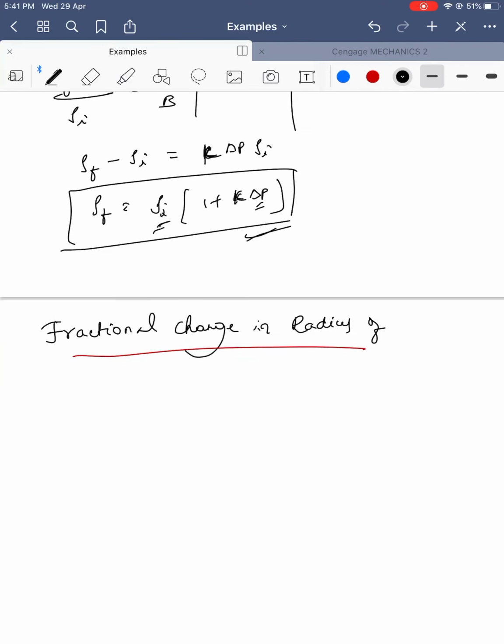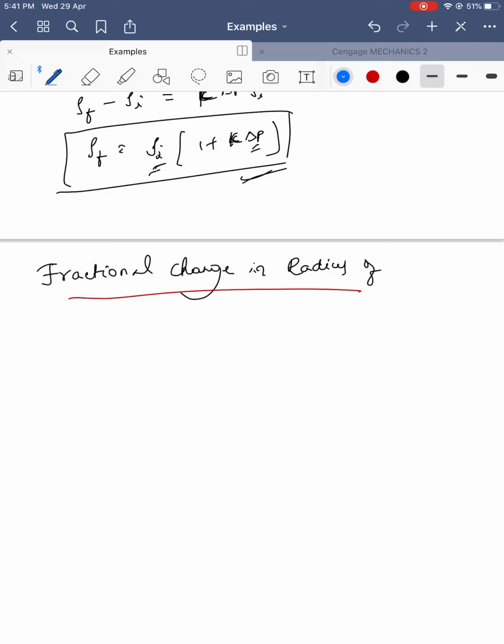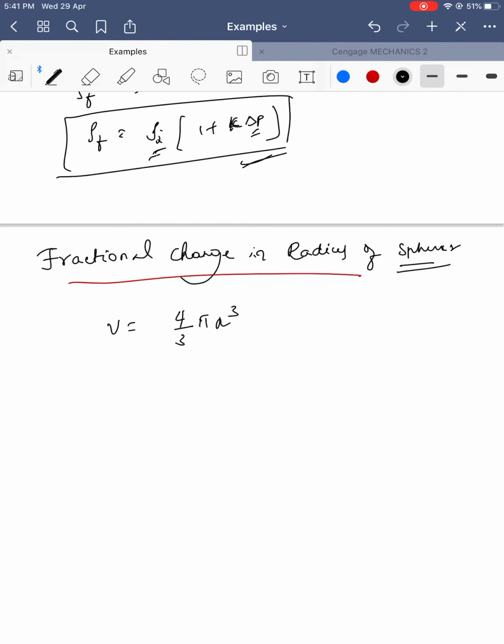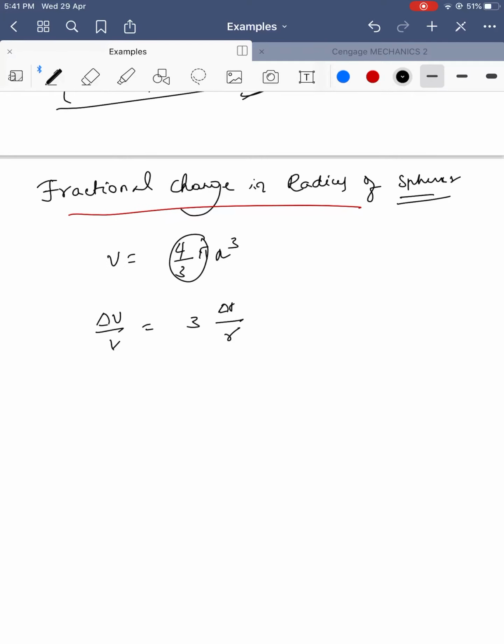This formula follows. Fractional change in radius of a sphere. Sir, what is the formula for a sphere? Volume is equal to 4 by 3 pi r cubed. You may ask, what is the volume change? Delta V by V is equal to, 4 by 3 pi is a constant so nothing to do with it, 3 into delta R by R. Delta V by V we already have as delta P by K. So delta P by K is equal to, with a minus sign, 3 into delta R by R.